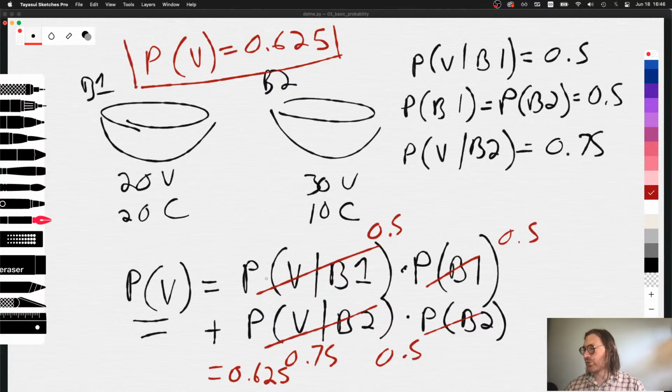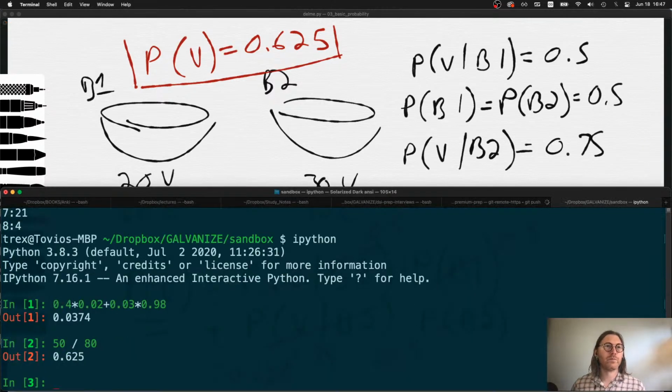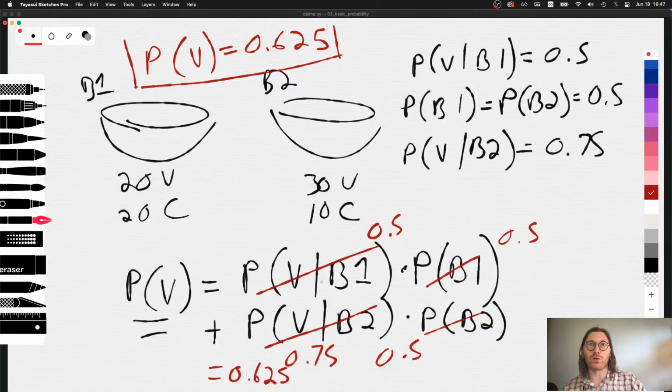Now, why did we have to go through all of this when, maybe you're noticing, what if we just divided 50 by 80? What would we get? We get 0.625. Here's the catch. That works as long as bowl 1 and bowl 2 have equal probability, or equal weight, as it were, right?